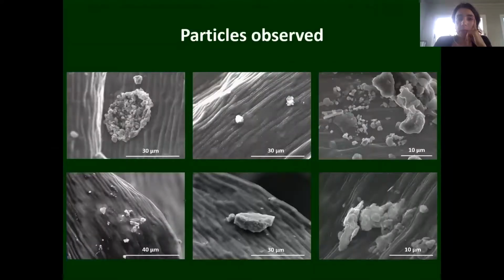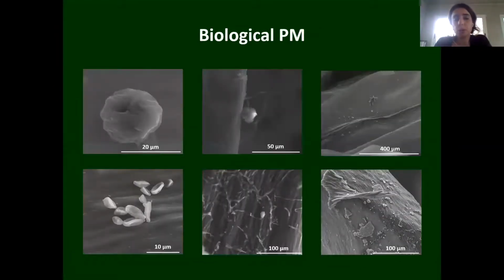For example, particles that we can observe on moss surfaces can be different in shape and in size. There you can find single particles, aggregates of particles of inorganic origin, but also biological particles, pollens, spores, as in these, or fragments of plants, as in these cases.